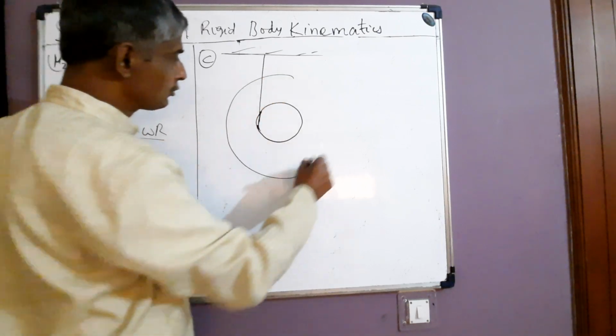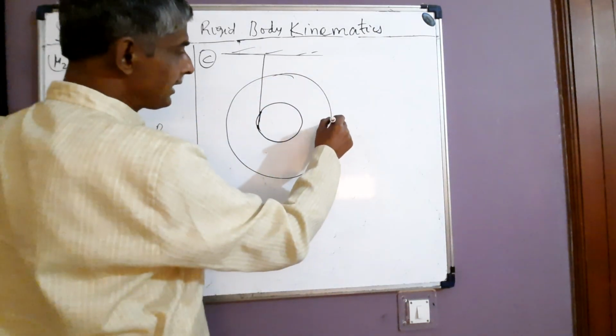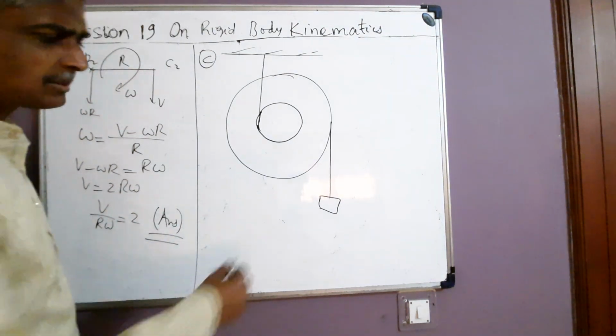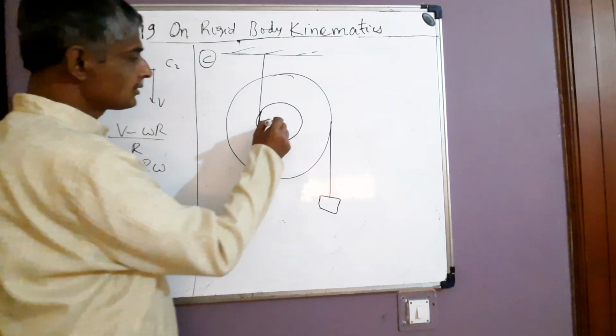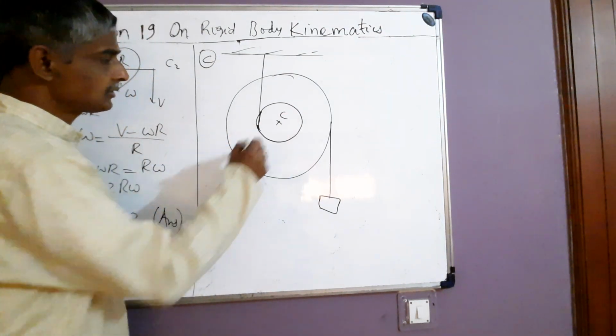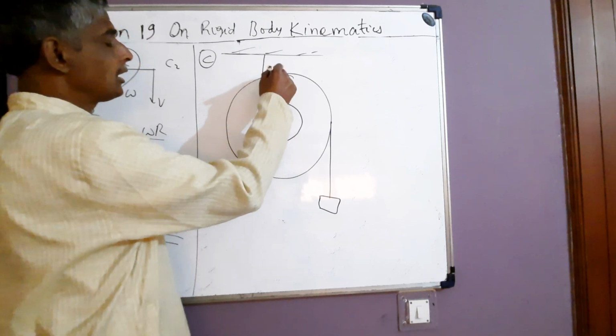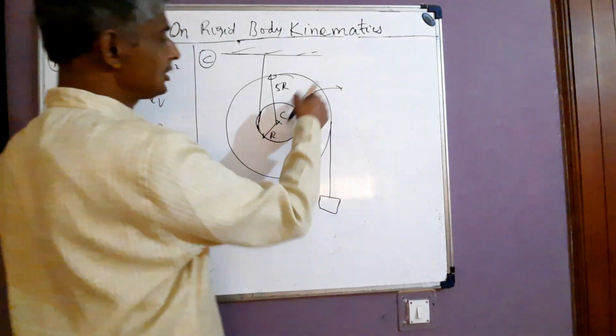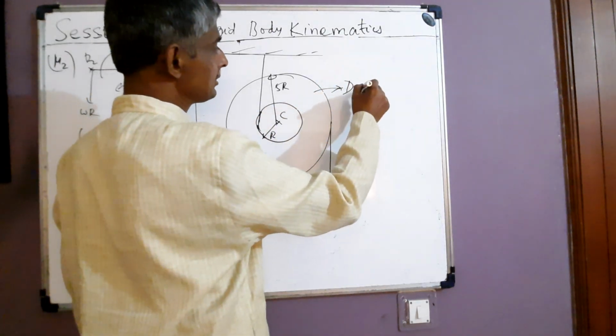This is a double cylinder whose side view is given. And here a block of mass M is attached to the string. This is the center C, and this inner radius is R. Outer radius is 5R. These two together are a double cylinder.